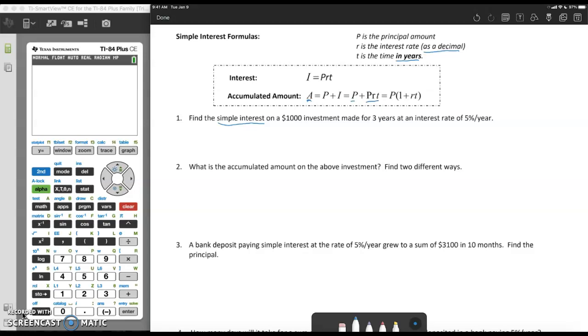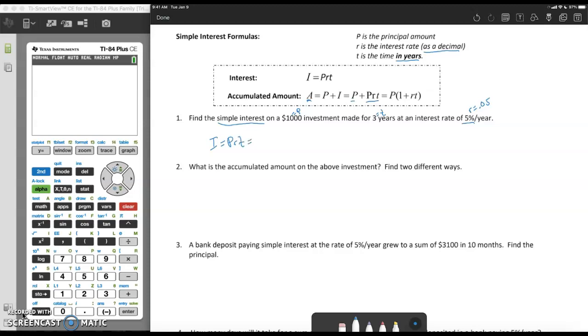Okay, so I always like to go through and mark what I've got. So I know that $1,000 is my principal, that's what I'm investing. 3 years, and that is in years, so that's my time, no adjustment needed. And the rate is 5%, so I'm going to write that down as 0.05 for myself. Since I'm calculating simple interest, I'm going to use the I equals PRT formula.